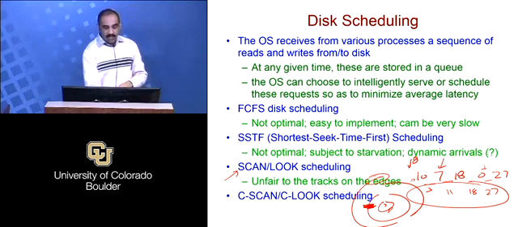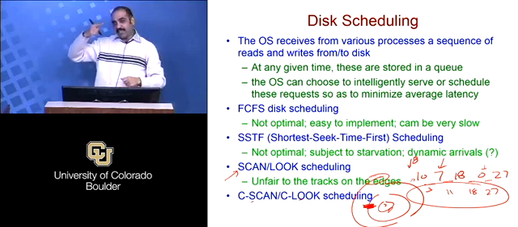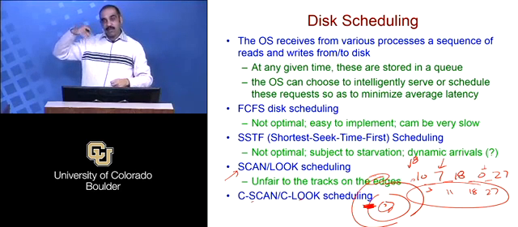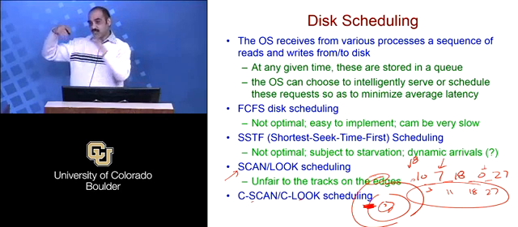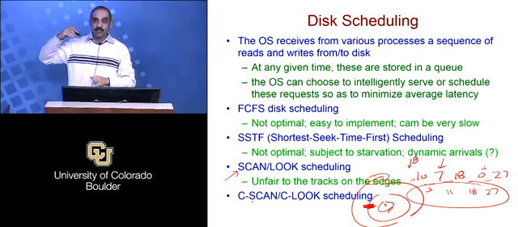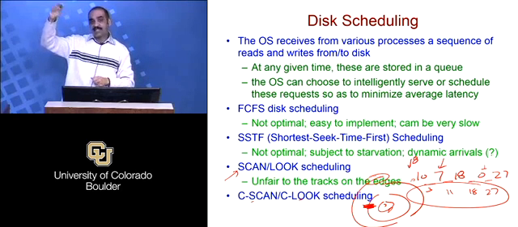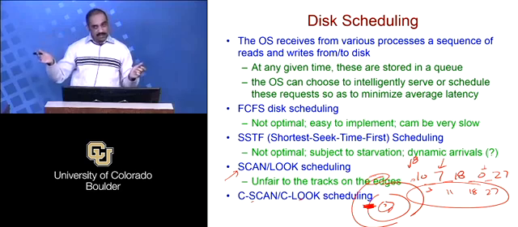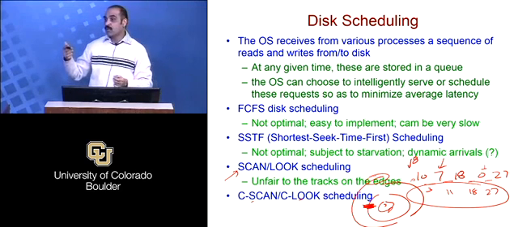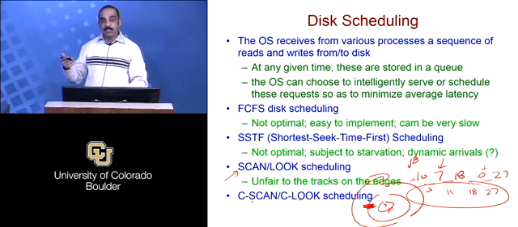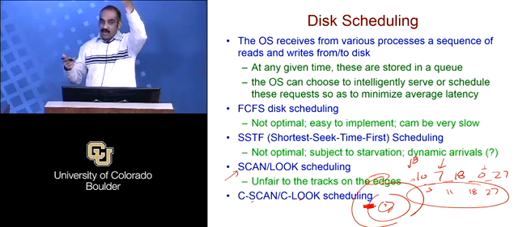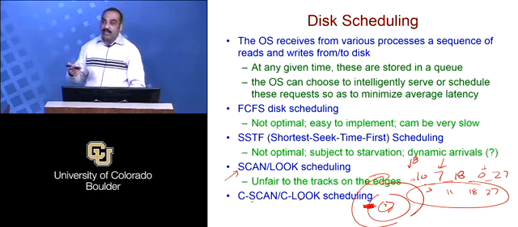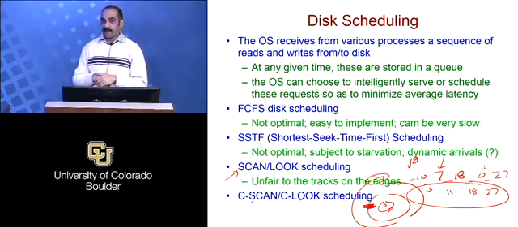What C-SCAN or C-LOOK does is logically arrange all your tracks in a circle. So it goes from 0 all the way to 100, say 100 is outermost, and after 100 it comes back to 0. In the elevator analogy, you go from floor 0 to the top floor, then come back all the way to floor 0, and start servicing again. That's basically what C-SCAN is.